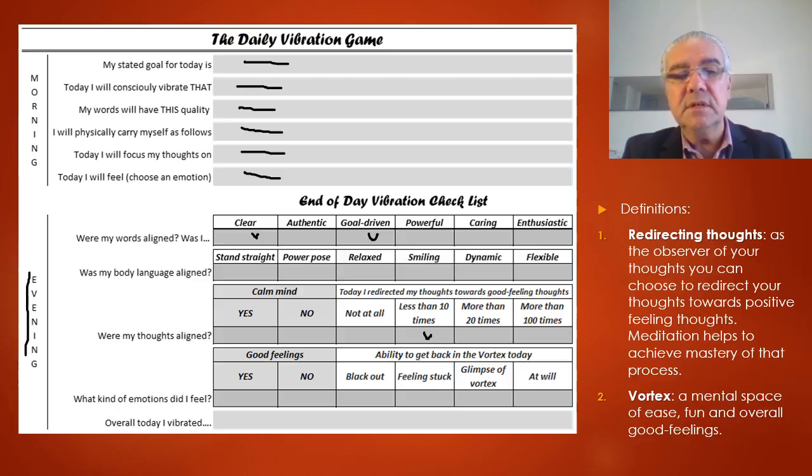Maybe I did it, but it was a couple of times today. What kind of emotions did I feel? Was I feeling good? Maybe not so good. But was I able to go back into what we're going to call the vortex? The vortex, I'm giving a definition here, is a mental space of ease, fun, and overall good feelings. Was I able to shift back into that space in a conscious manner today, even though circumstances may have happened, encounters with people which I may have liked or not liked so much, but I was able to shift back towards the good feeling thoughts that I started the day with. Maybe I had a glimpse of that. Maybe I was not totally able to do this.